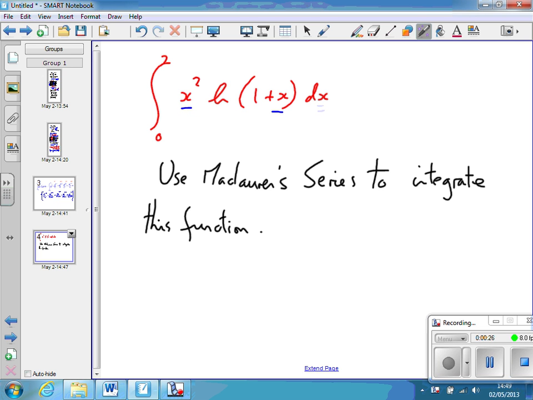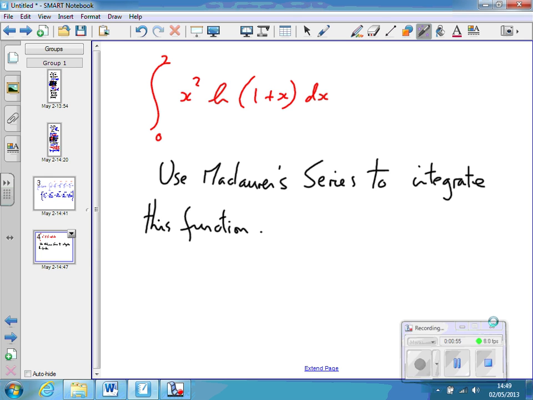The easiest way to do it is to recognize that the natural log of a function like 1 plus x can be expanded as a power series using Maclaurin's theorem. And then we can multiply each term in this power series by x squared, and we'll end up with a series of terms that we can then easily integrate, because we integrate each one separately, and then we can put our limits in of 0 and 2. So let's go through this process and see how it works.